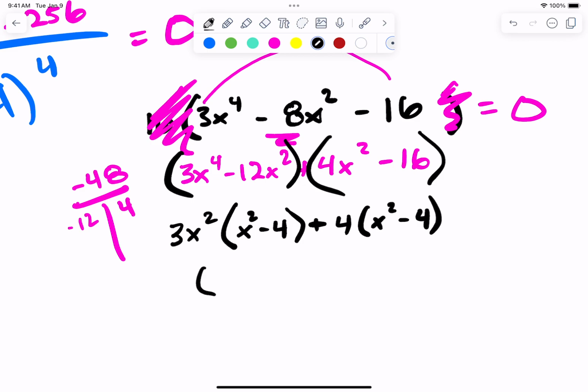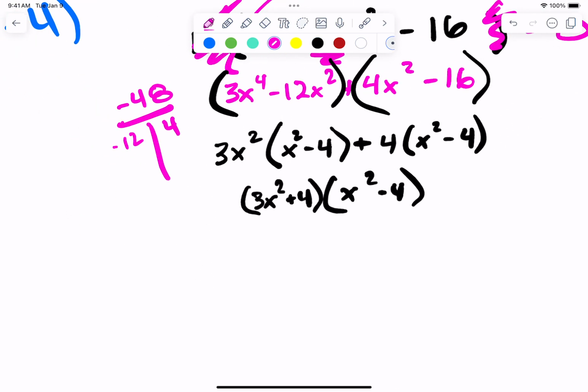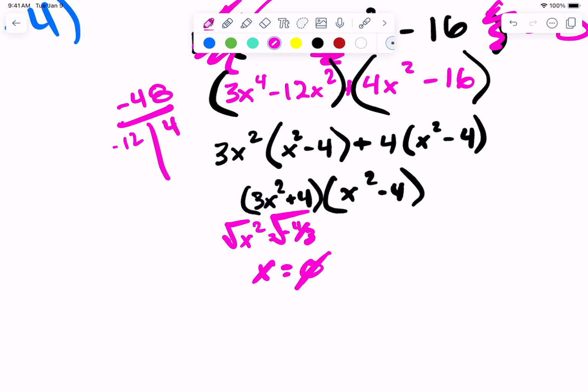Okay. All right. So my two bubbles are 3x squared plus 4 and x squared minus 4. If I set 3x squared plus 4 equal to 0, x squared equals negative 4/3. If I subtract 4 and divide by 3, then we take the square root, and that is imaginary, so we don't care. We don't have any critical numbers that come from the first bubble.